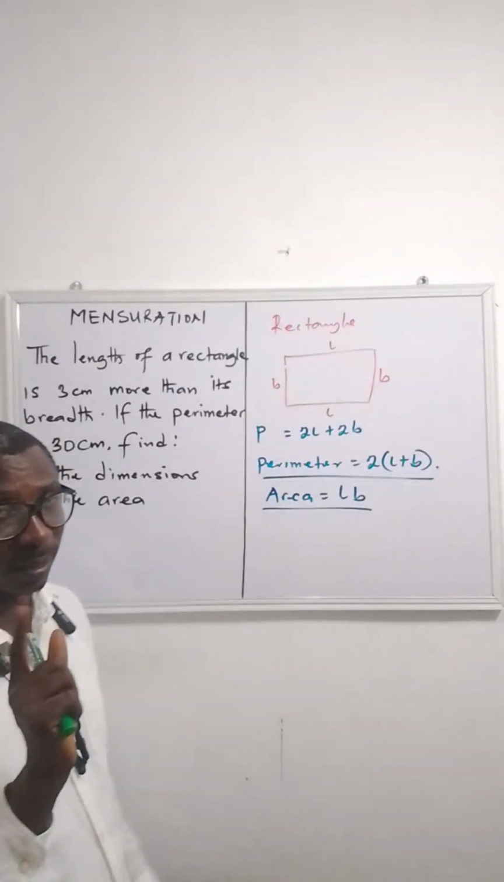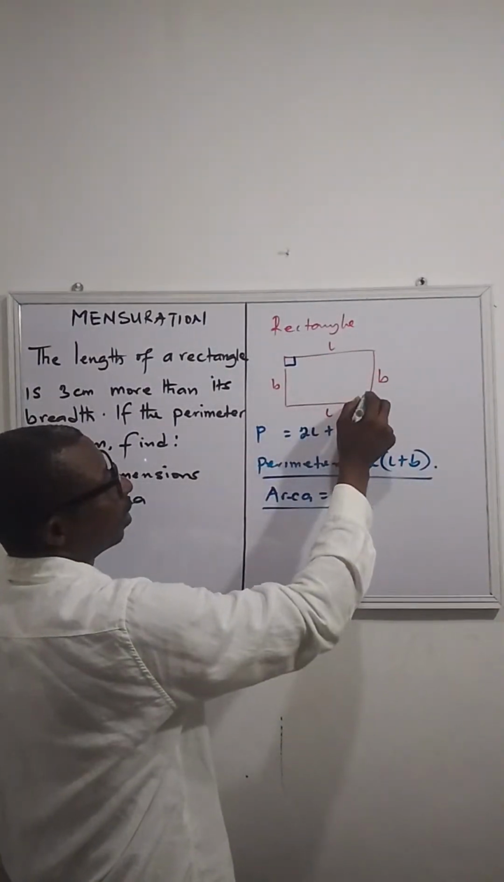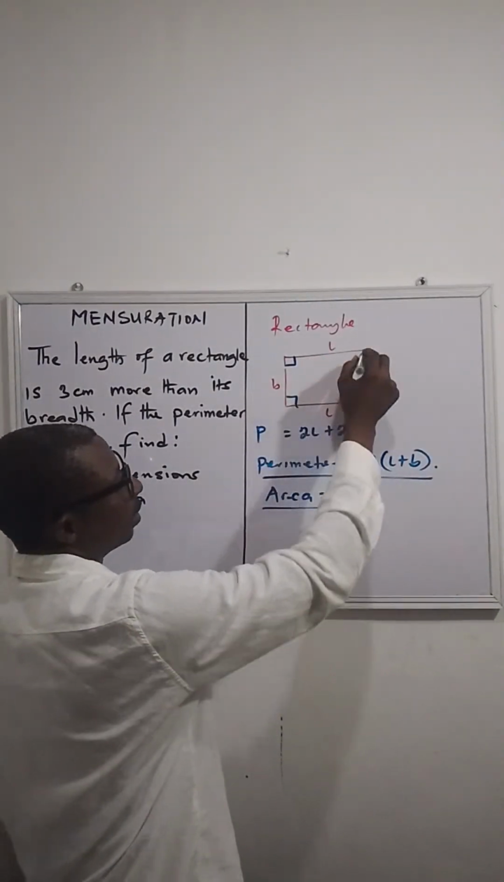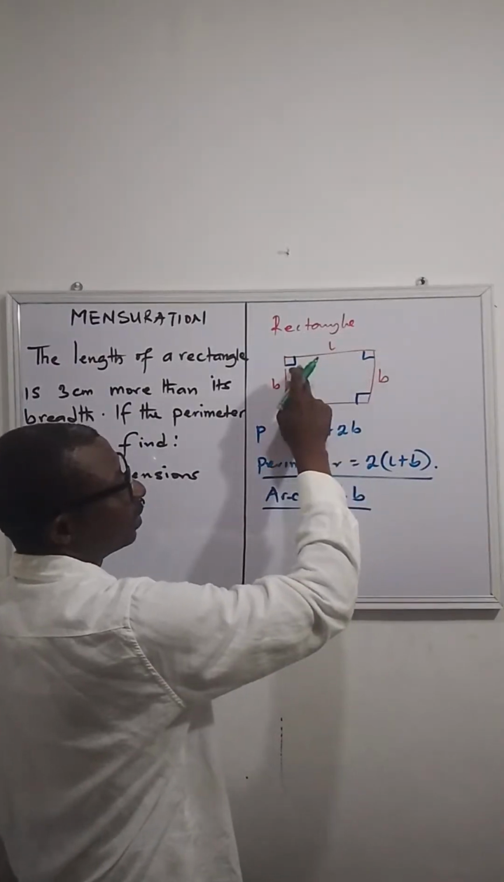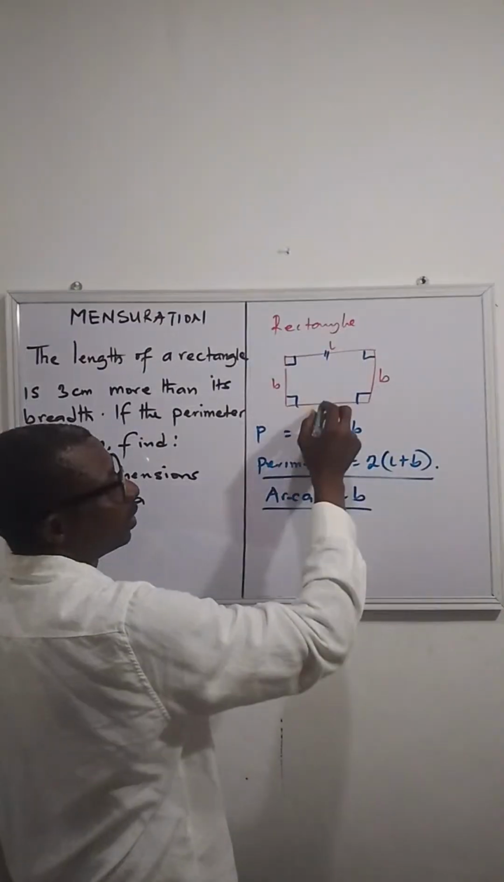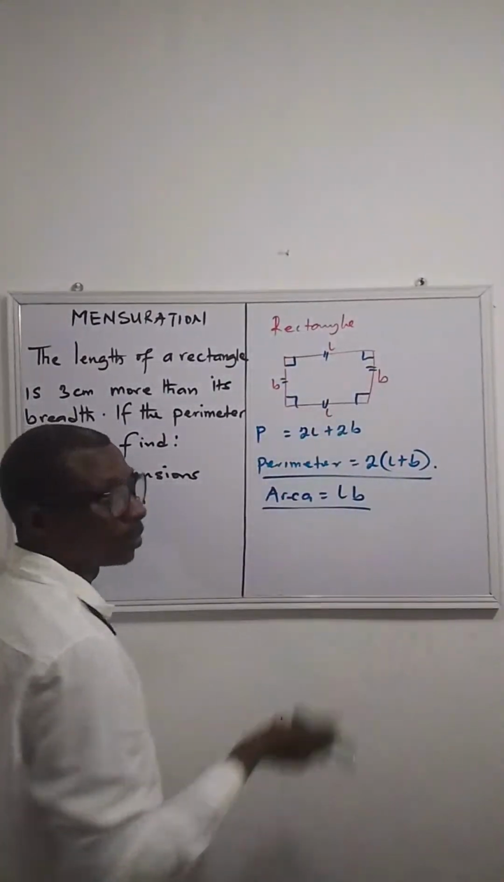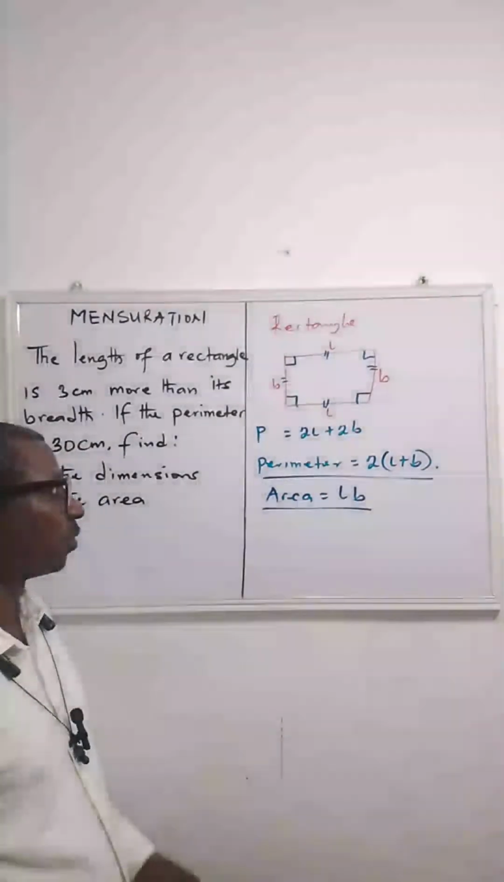Now, don't forget, there are some properties you need to know about a rectangle. The angles here are 90. So this is 90, 90, 90, 90. And the length here is the same thing as the length here, so they are equal. Opposite sides are equal. Take note of that.